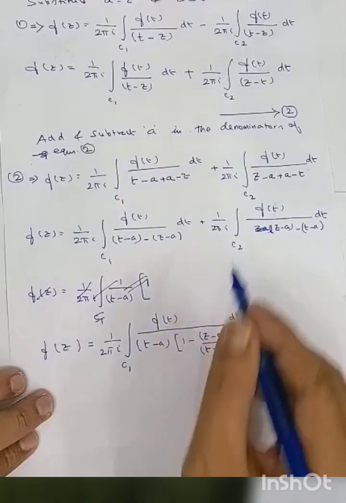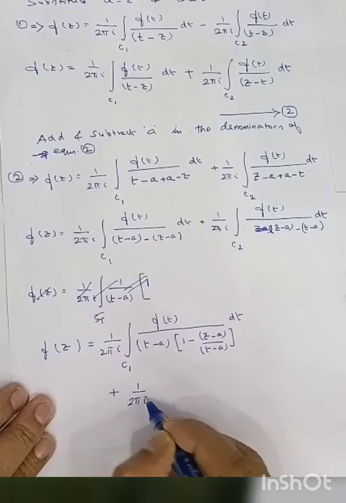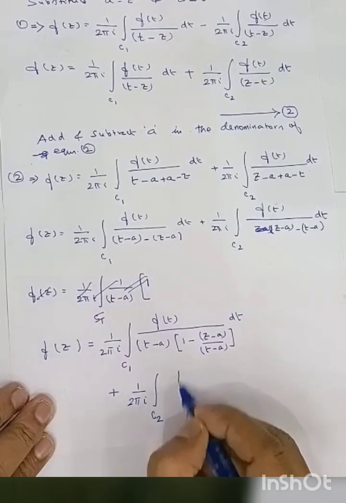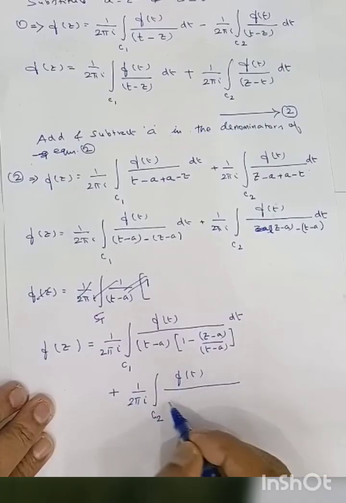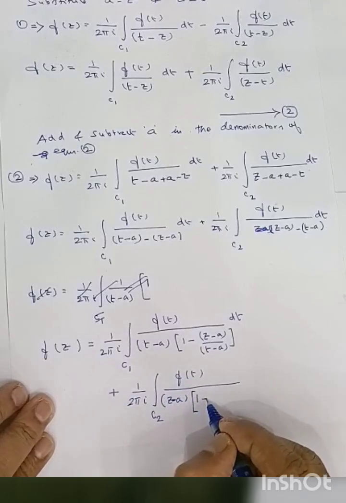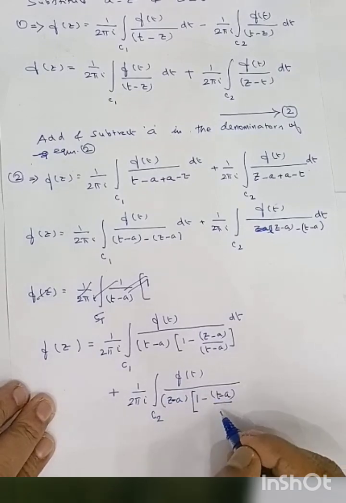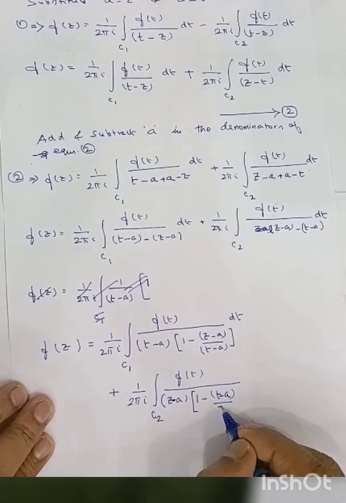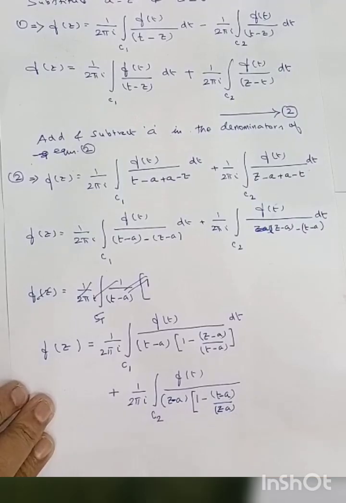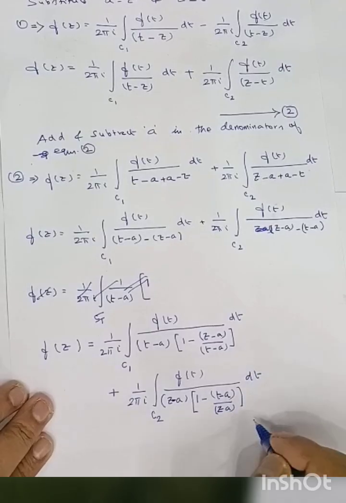Then the second term becomes plus 1 by 2 pi i closed integral C2 f of t divided by, here you will take z minus a outside, z minus a, when you are taking out, it will become 1 minus t minus a divided by z minus a into dt. Make this equation number 3.